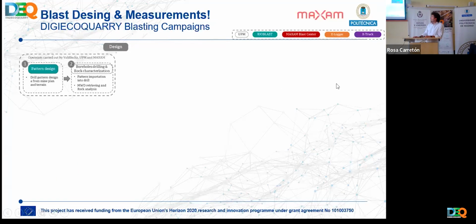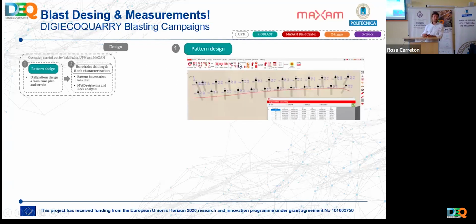For this project, we are now in the second blasting campaign, and we are applying this standard process in order to design the blast and to apply the different technologies in combination with the UPM to try to optimize the blasting results as much as possible. So first we go with the design. We have our pattern design that we do in combination with the quarry and with the UPM. And this pattern design is sent to the drills. So the drills are drilling according to the blasting design.